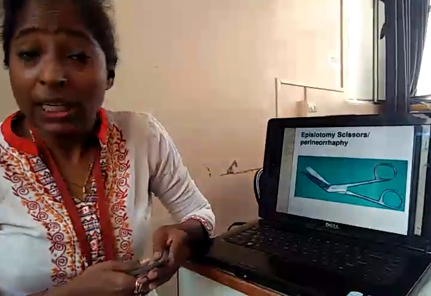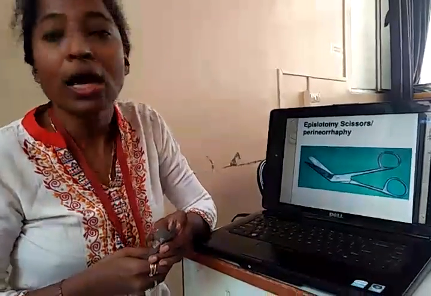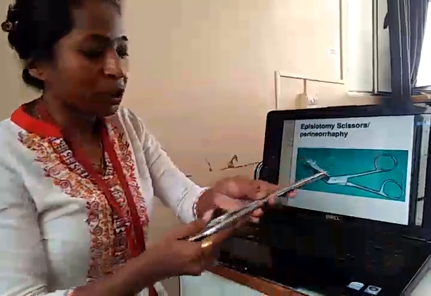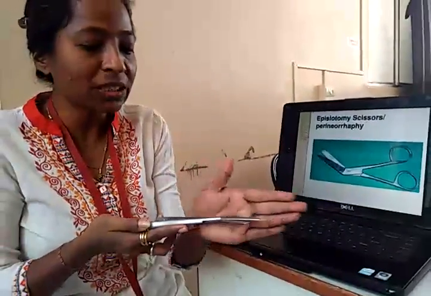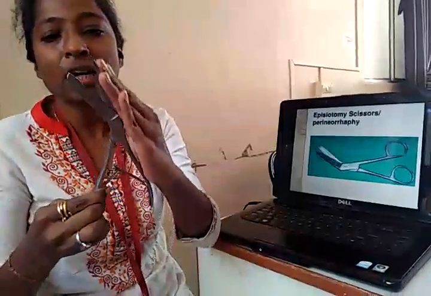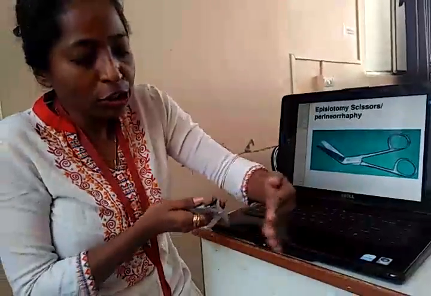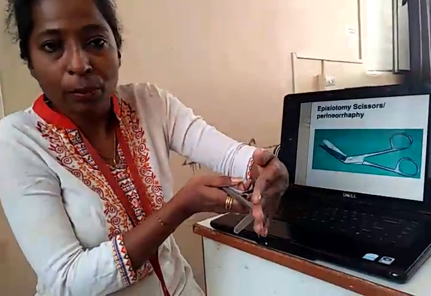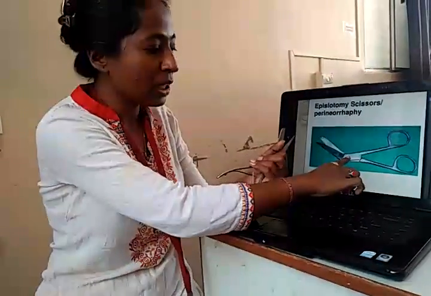So the next instrument that we are going to see is called the episiotomy scissor. What we see in this instrument is that it consists of scissors. Normal scissors are straight, but what is the difference present in this? It is curved, so that it prevents injury to the thigh during the procedure. So how is it used? This is the diagram of the episiotomy scissor.